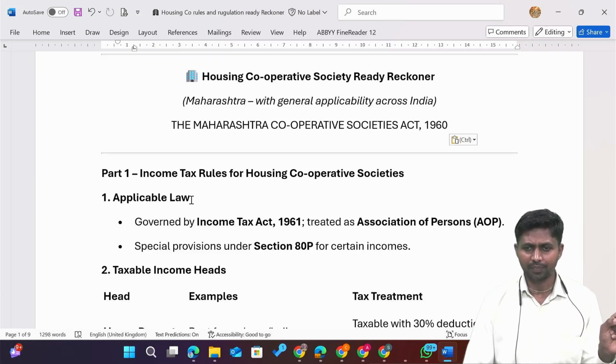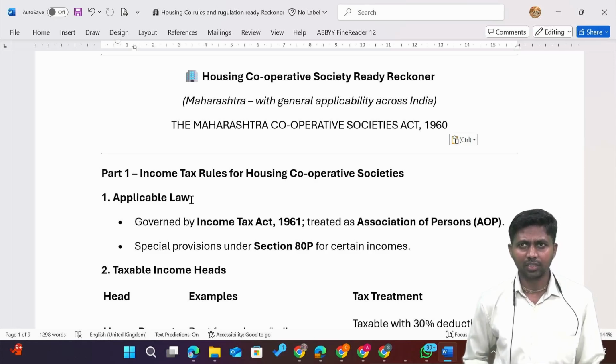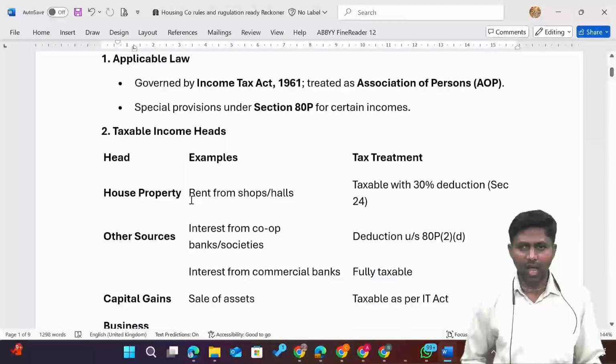GST. We'll check whether they are applicable to societies or not. If they are applicable, then which provisions from the income tax are applicable. As far as income tax is concerned, we have the Income Tax Act 1961, and income tax considers a society as a person.